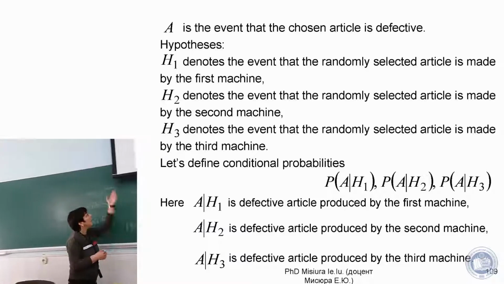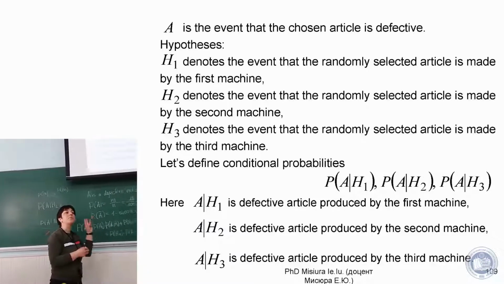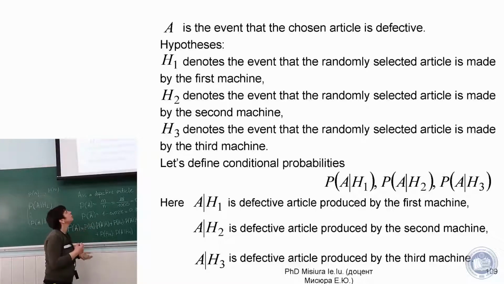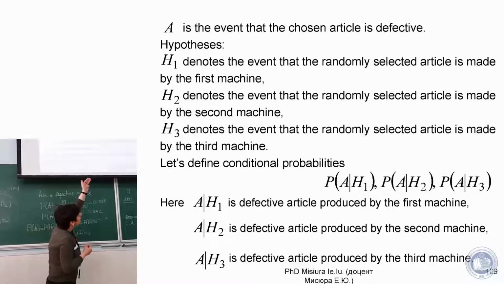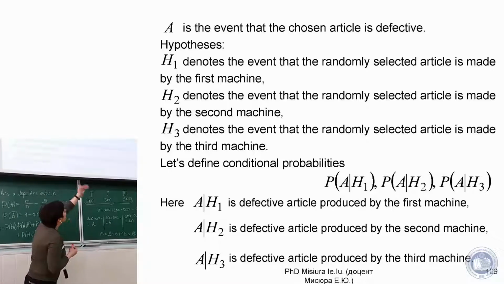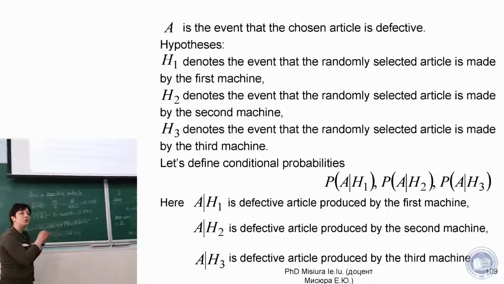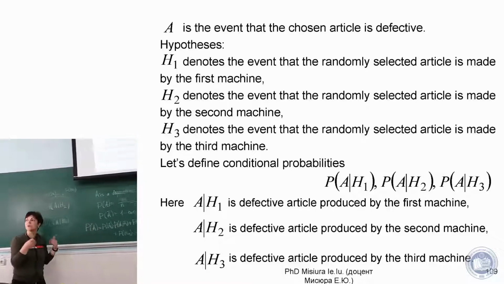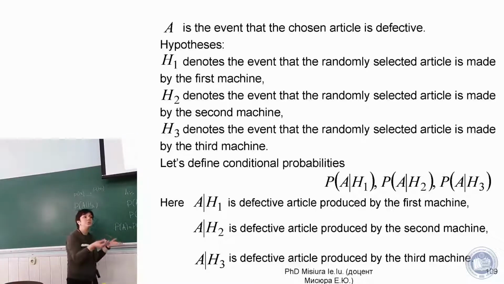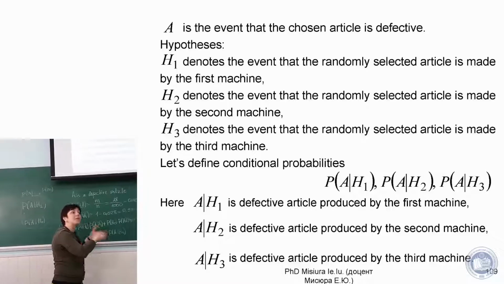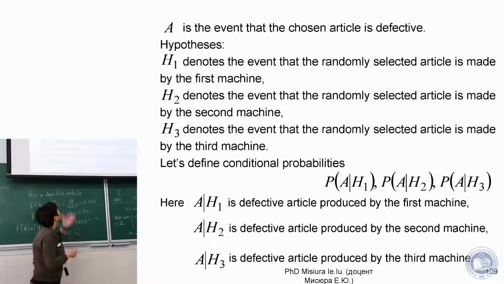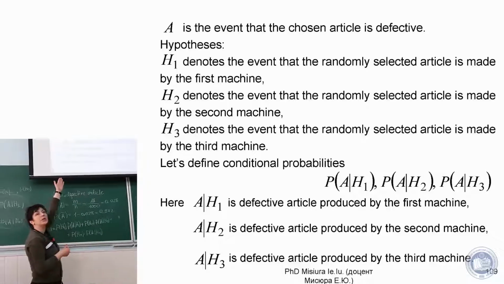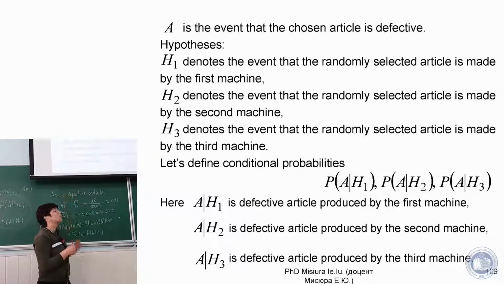Okay. It means we have 3 hypotheses. H1, how to explain H1? For example, this article is made by the first machine. It will be H1. Do you agree? How to explain H2? This article is produced by the second machine and H3 the third. Okay.